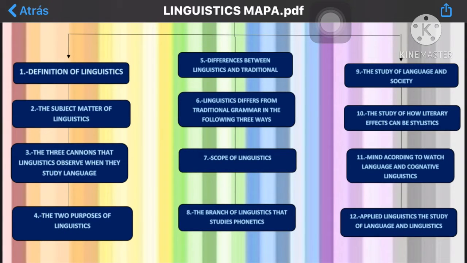Number 4. The two purposes of linguistics. Linguistics studies the nature of language in order to establish a theory of language and describe language in the light of the theory established. It examines all the forms of language in general and seeks a scientific understanding of the ways in which it is organized to fulfill the needs it serves and the function it performs in human life.